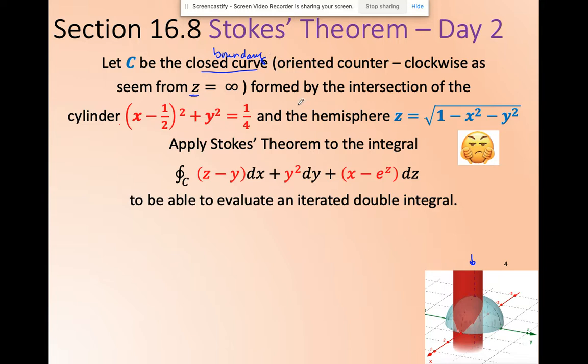So this time they gave me the boundary. They're telling me I'm oriented counterclockwise, so that's a positive line integral. And it's formed of the intersection of the cylinder that is shifted slightly off of the origin with a radius equal to a fourth, and this hemisphere with a radius of 1. Apply Stokes' theorem to the line integral.